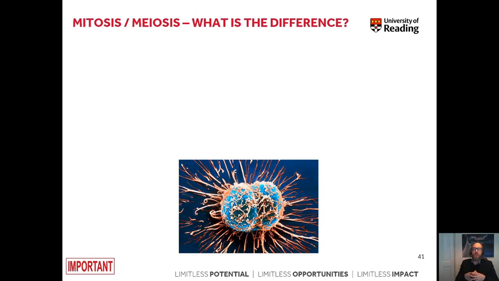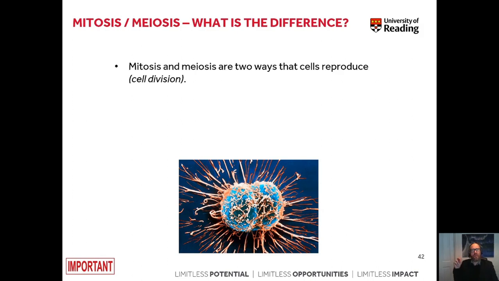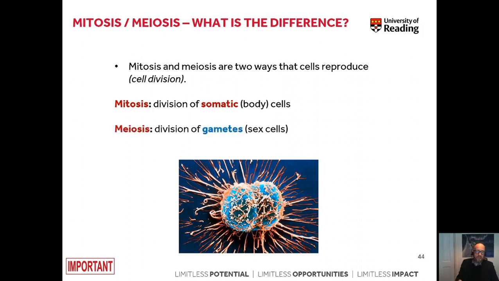So, what are the main differences between mitosis and meiosis? Both of those processes are ways how cells reproduce. They are basically two ways how to achieve cell division. However, mitosis is the division of body cells. We call them somatic cells. In contrast, meiosis is a division of sex cells, also referred to as gametes.